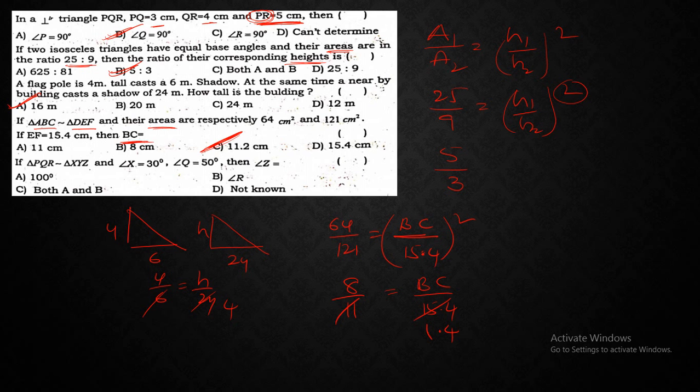Next, here x is equal to 30, that means p is equal to 30. Next, q is equal to 50. So q is equal to 50 means y is equal to 50. Then what is asked? Z value. So 50 plus 30, 80. Then the third angle is 100 degrees. So here z is also equal to r, no? So z is also equal to r. So that means both a and b. So that means option C will come. So the answer is option C.